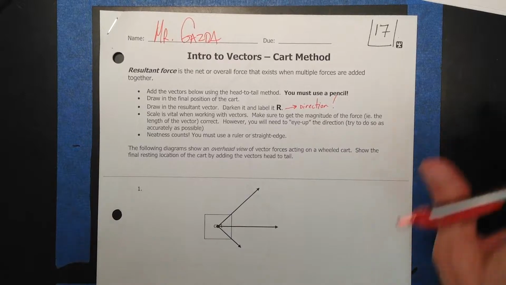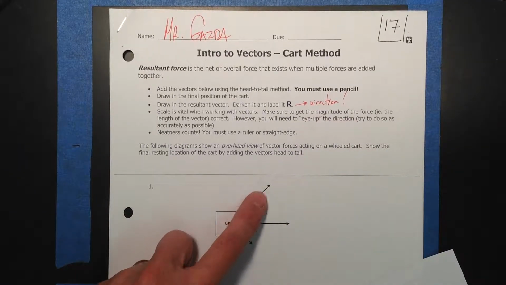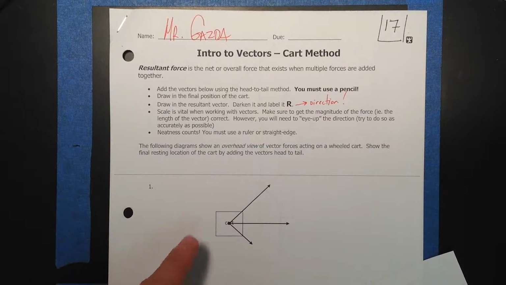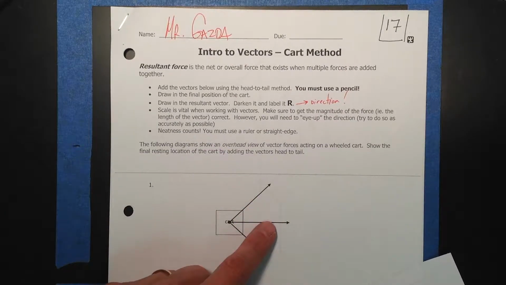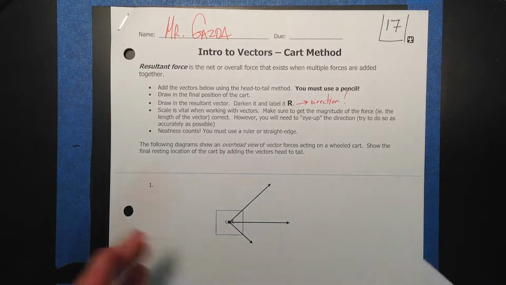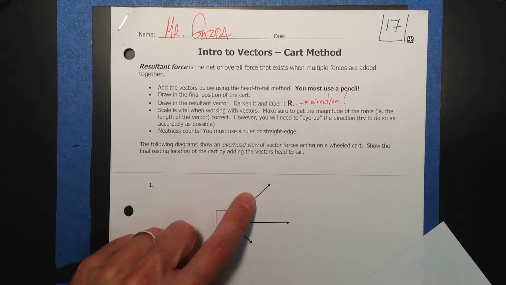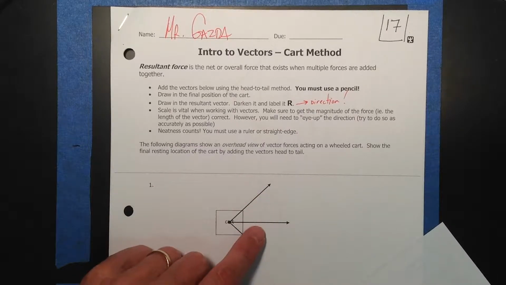So here we go. Let's do the first one. If this is the cart and someone's pushing it this way, the length means how strong they're pushing it. So this is a pretty strong force this way. This is less so in this direction. Let's add them together, head to tail. I could pick any one of these to start with. I'll pick this one. I will add that one to it.